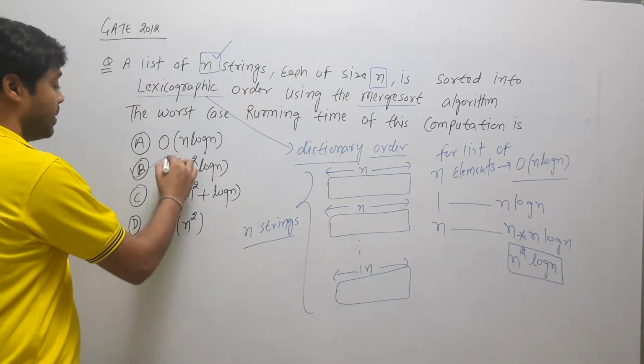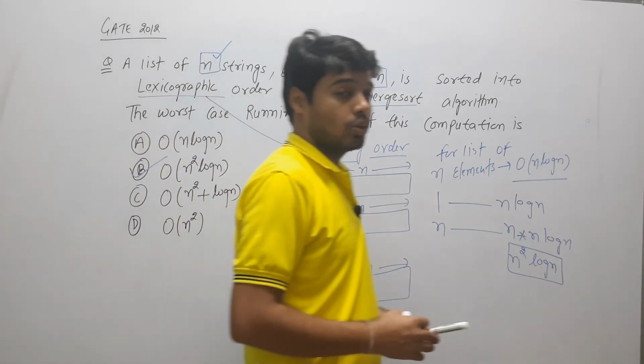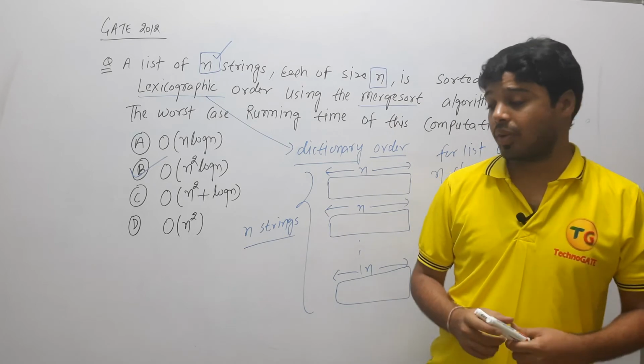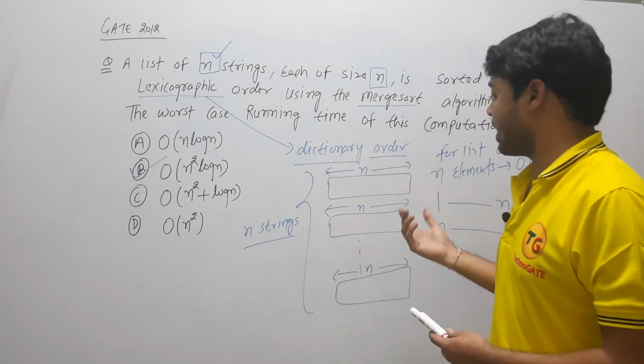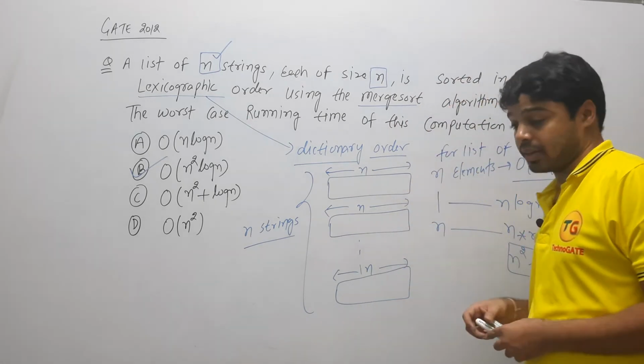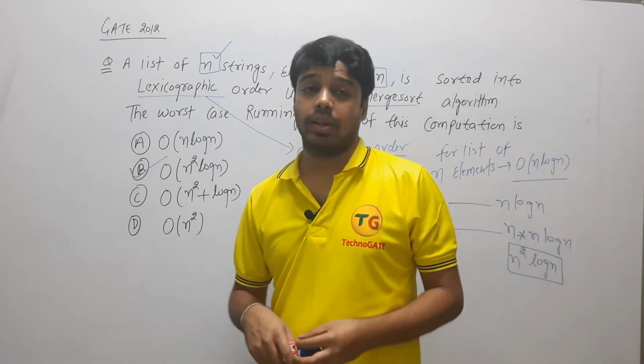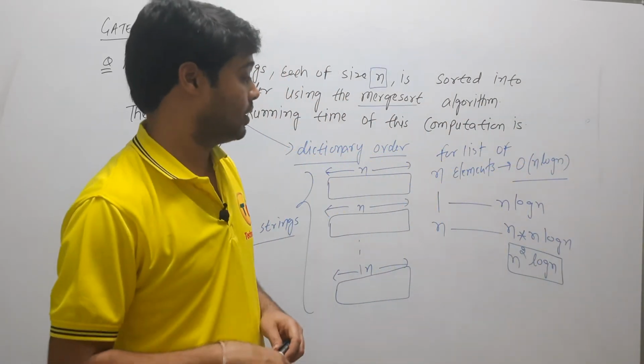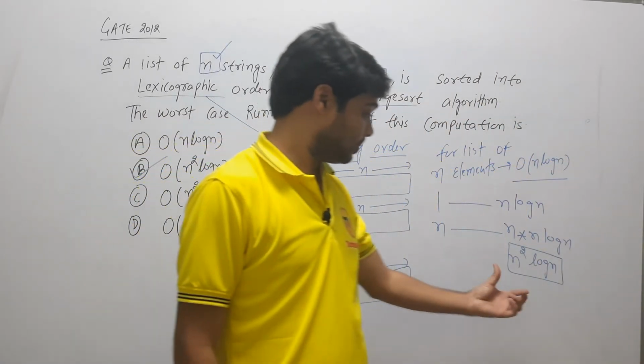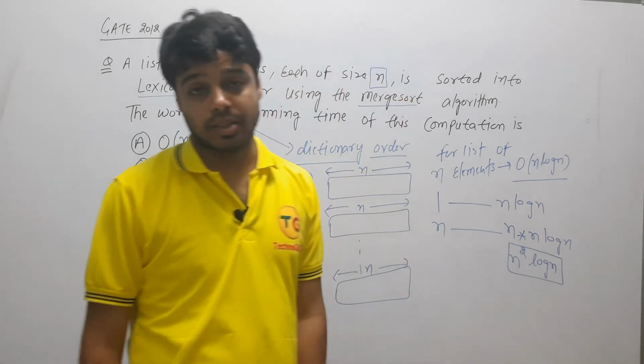So what is the answer here? B for Bombay is the answer. So one list's time complexity is order of n log n here. There are n lists, so n into n log n, so n square log n. N square log n is the answer here.